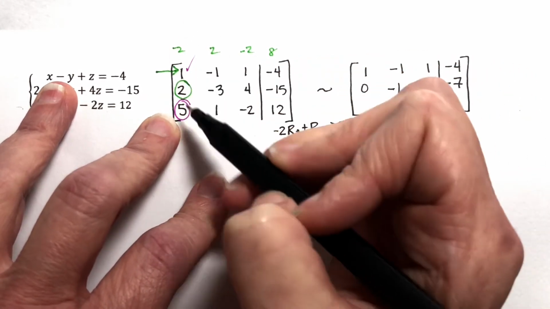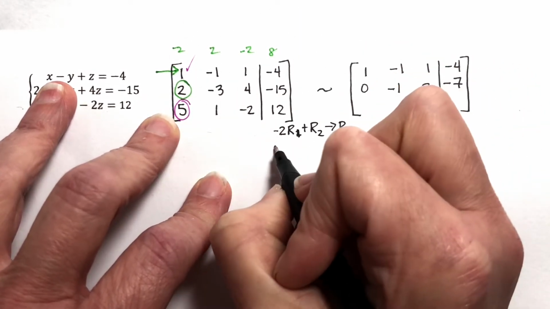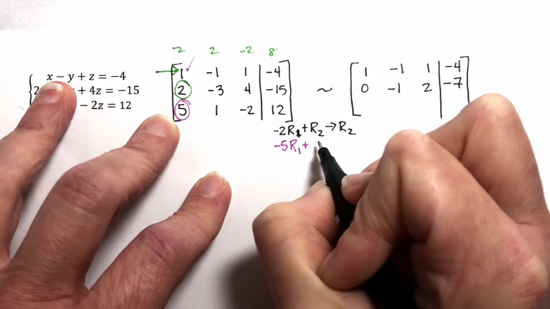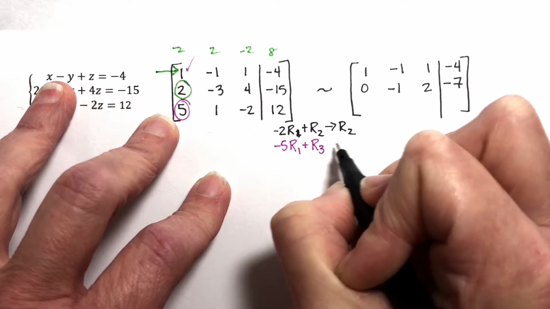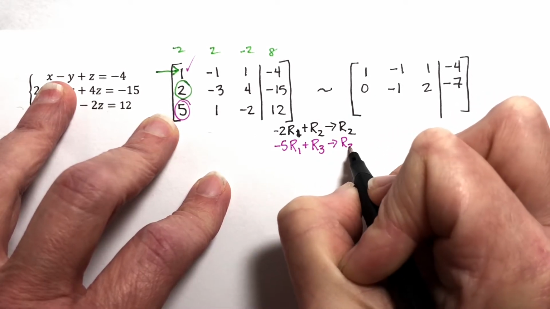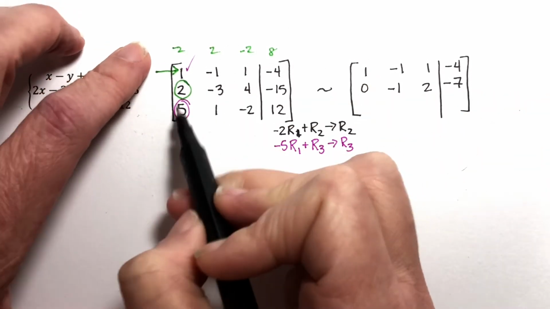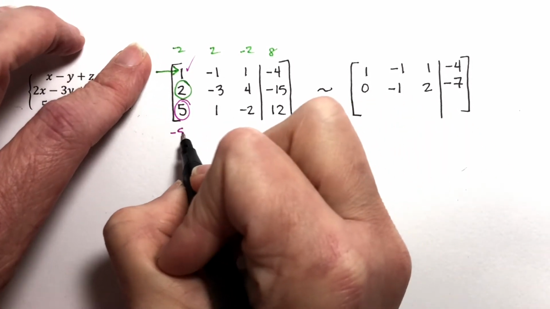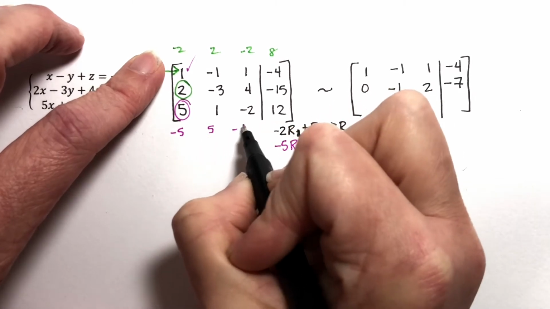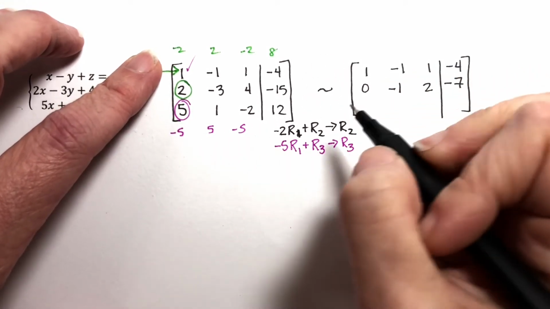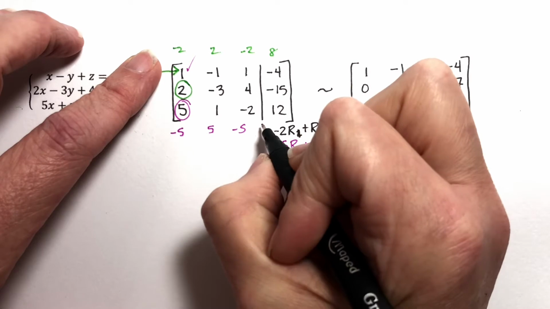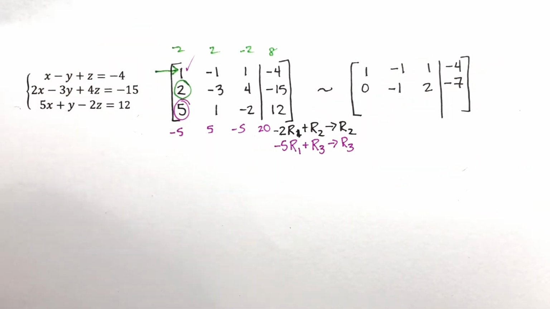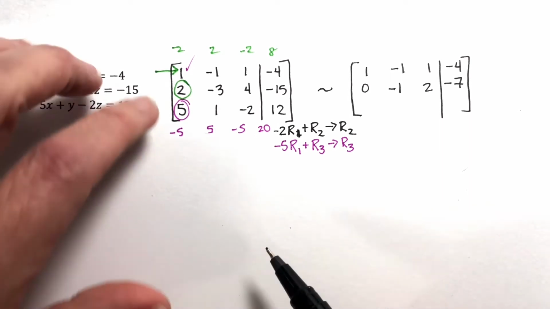What do I multiply this by to get rid of a 5? A -5. So -5 times row 1 plus, this time it's row 3, and I'm going to replace row 3. So what do I get when I multiply this by a -5? I get -5, 5, -5, and then -5 times 4 would be 20. Okay, so now I add these together.